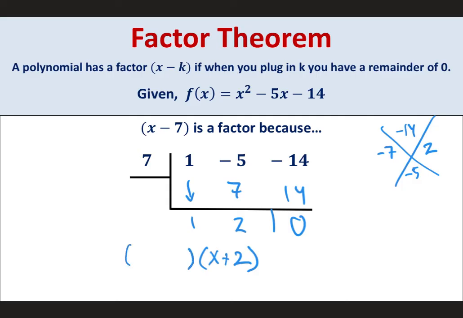So if there's ever a remainder of 0, then it means kind of the opposite of it is a factor, right? So we wanted to see if x minus 7 was a factor, so we did synthetic division with a positive 7 here.